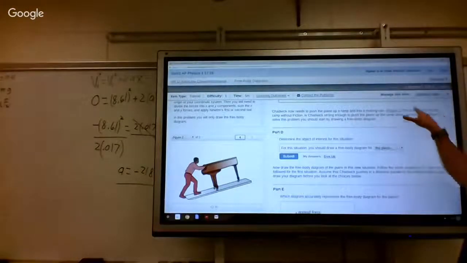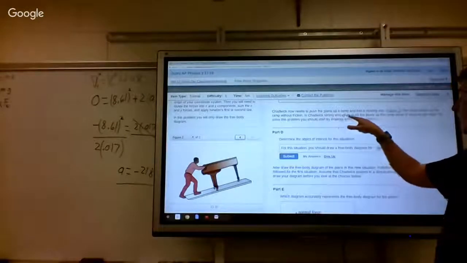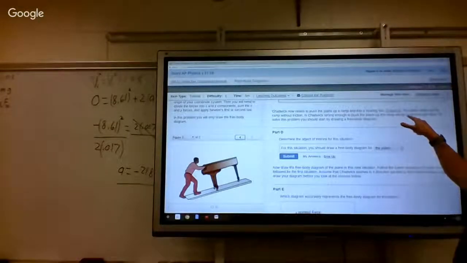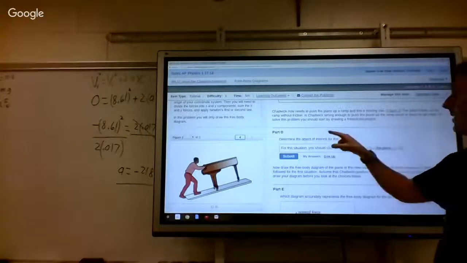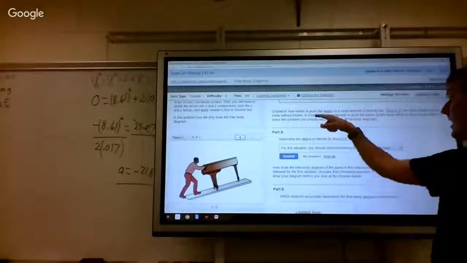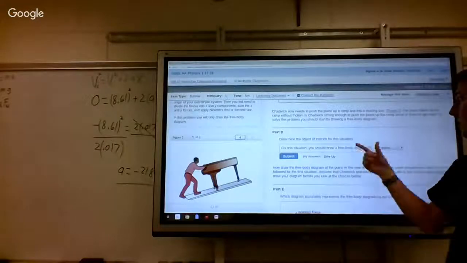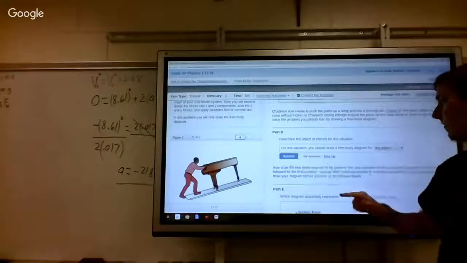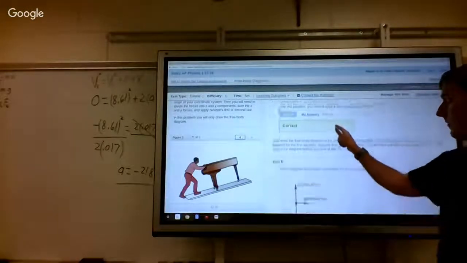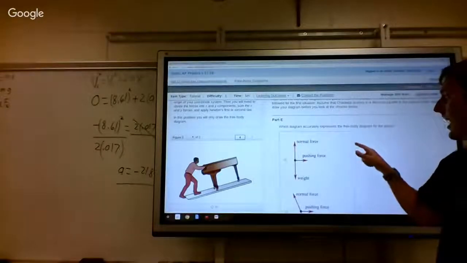And then now it says, is Chadwick strong enough to push the piano up the ramp alone, or must he get help? And it also has no friction and so on. So there's our picture and everything. All right, so we're still talking about the piano. So it's piano. Yep, okay, still talking piano. And it says, which diagram of this one?